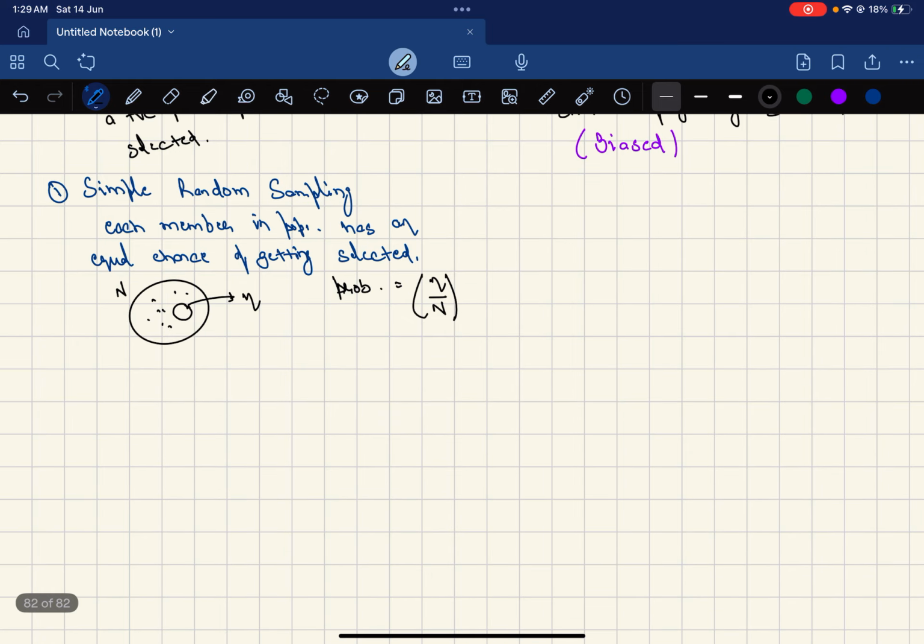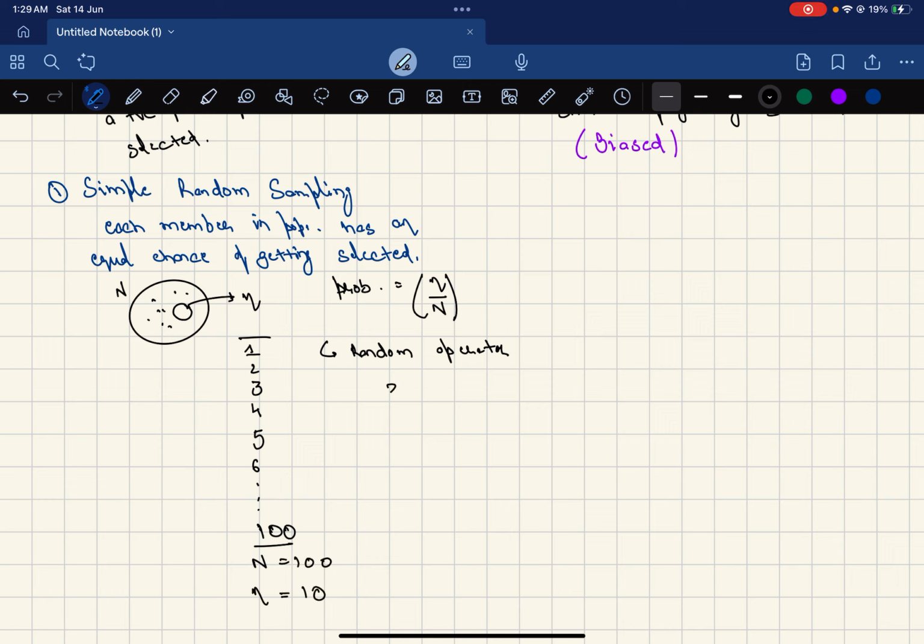So normally how we do it is we simply arrange all the adults in, let's say, a particular serial number. So let us say 1, 2, 3, 4, 5, 6 and so on, and we use the random operator in any software like Python, and there are functions to get random numbers between any range of values. Let's say we have 100 total members in the population, so N is 100, and we are selecting a sample size of 10.